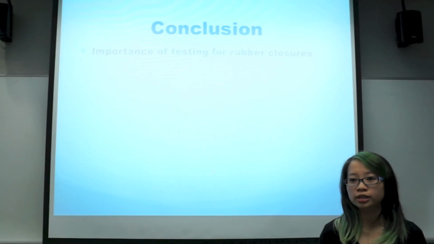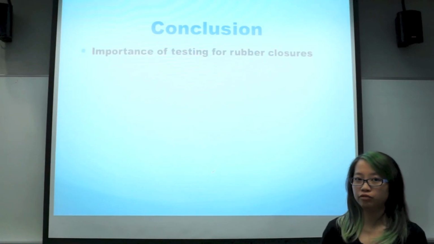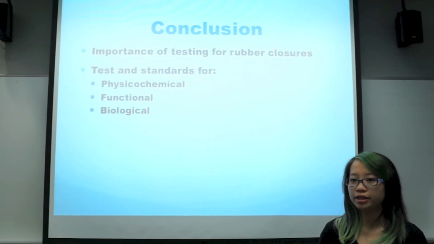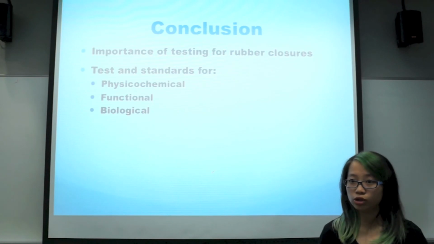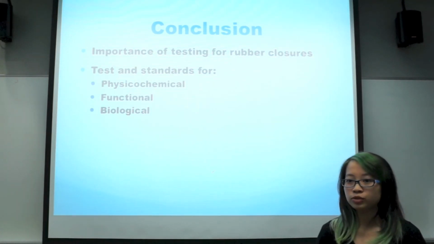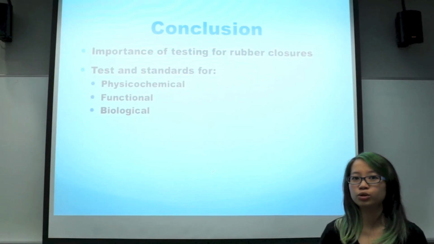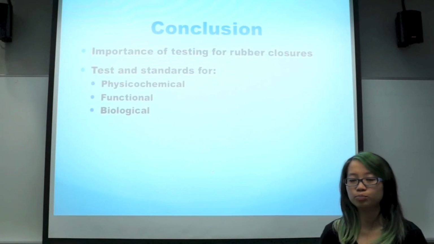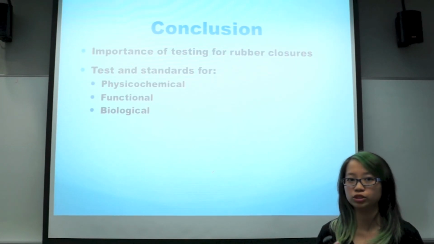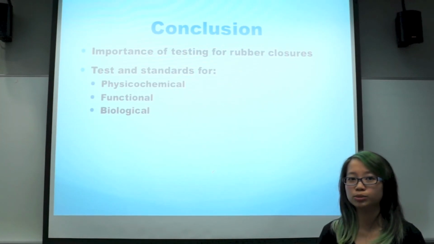So in conclusion, we've gone through the importance of why we have to test the materials for these sort of properties. And we can see that we've done the tests and standards for, so far, the physical, chemical, functional, and the biological properties of elastomers. These are very important because we want to determine the efficacy, and we want to make sure that the drug is efficacious when we are using this material for storage, and also to make sure that this material will not react with the human body when it comes into contact with it.